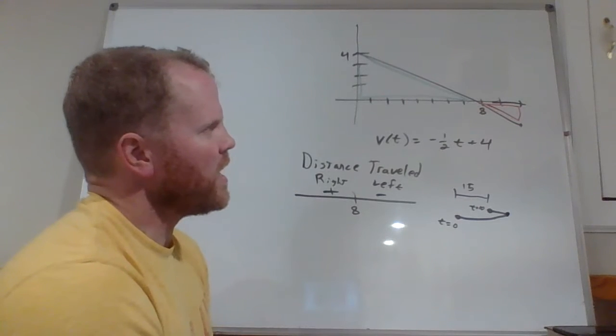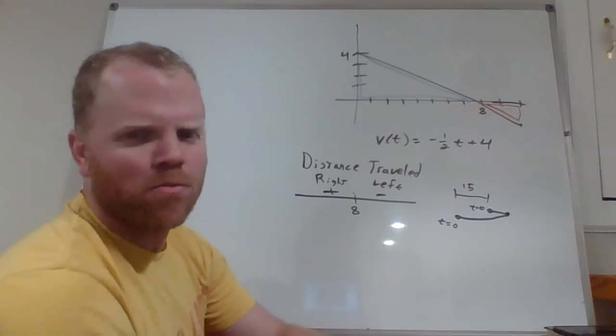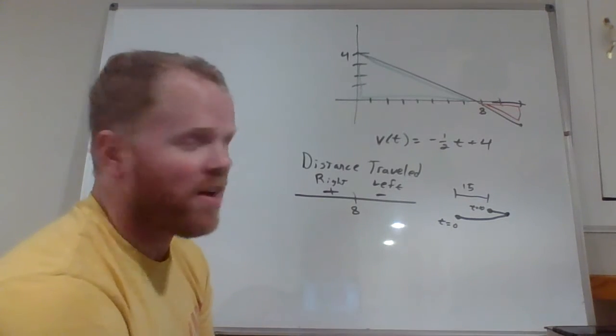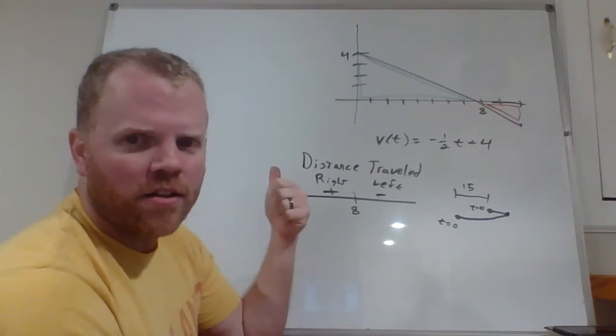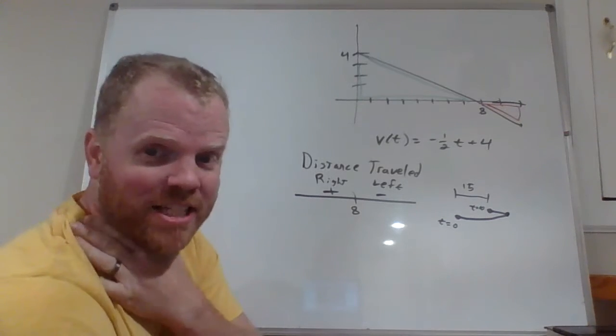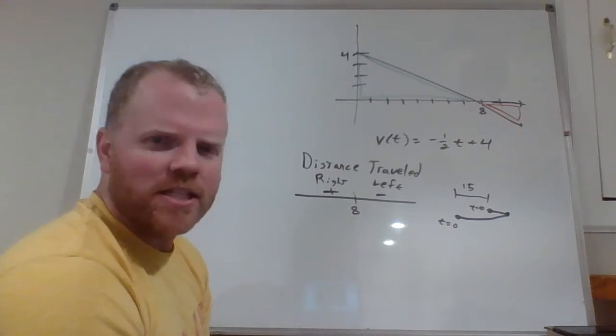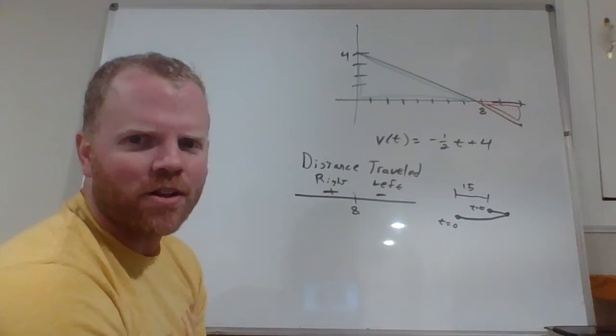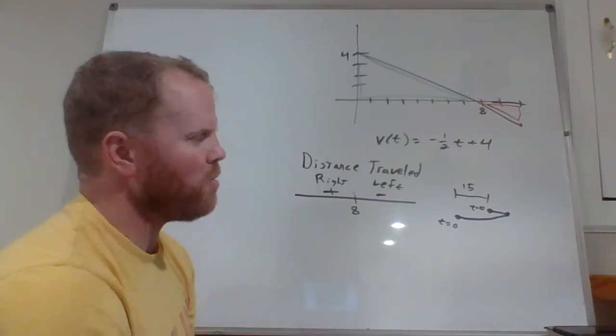So the issue is, the velocity being negative means we're backtracking over ground we've already covered, so our change in position and our distance traveled is not the same thing. Unlike the first example, where the velocity was always positive, so the distance and the displacement were the same thing, here they are going to be different because we're backtracking over ground we've already covered.